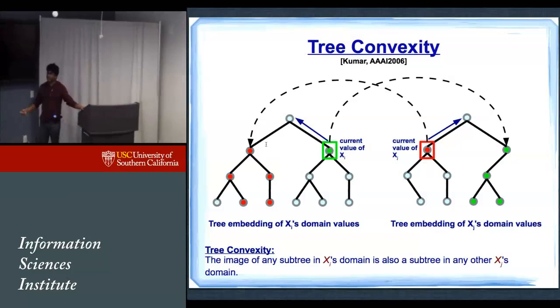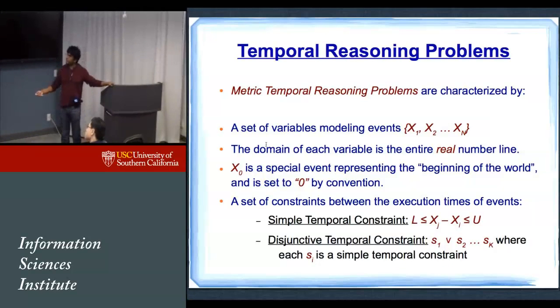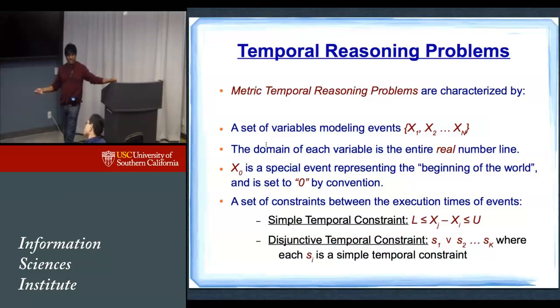So let's look at some of the applications of smoothness in the context of temporal reasoning. In temporal reasoning, you are given a bunch of events which essentially can be modeled as these variables x1 through xn, and their domains are just the entire real number line, just because we are representing continuous time. And to establish a frame of reference, we have the special variable x0, which represents the beginning of the world, so to speak, right? And by convention, it is set to 0.